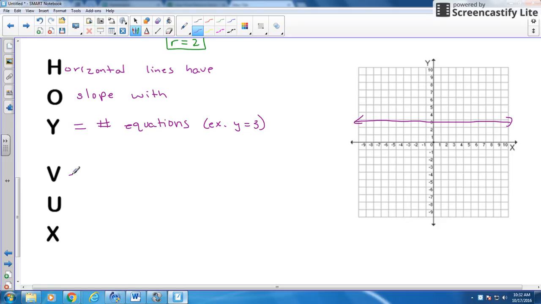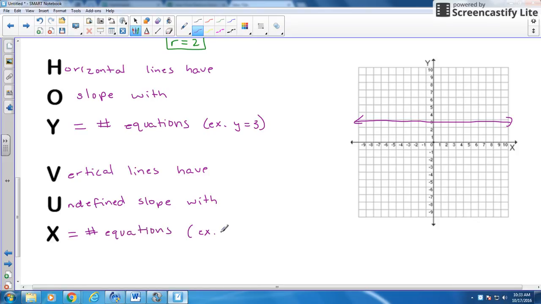And then VUX would be vertical lines have undefined slope with x equals a number equations. So for example, x equals 2. That means it's a vertical line crossing the x-axis at 2. Pretend I can draw straighter than I can. And that's undefined because we can't walk up it like Spider-Man.